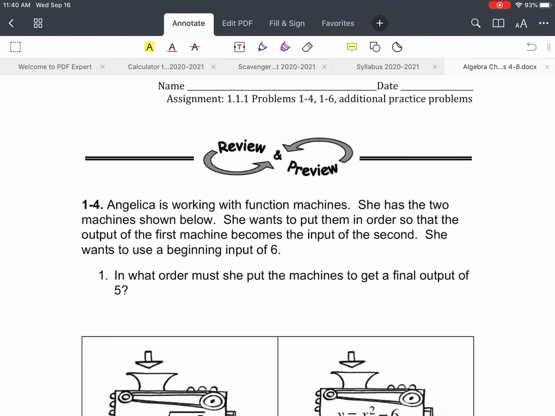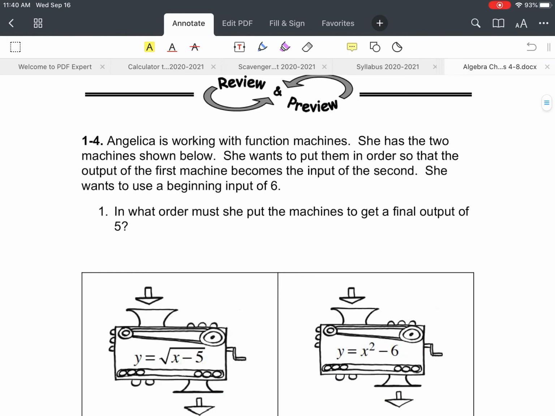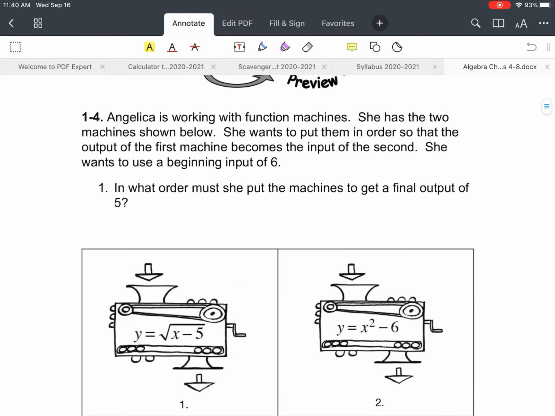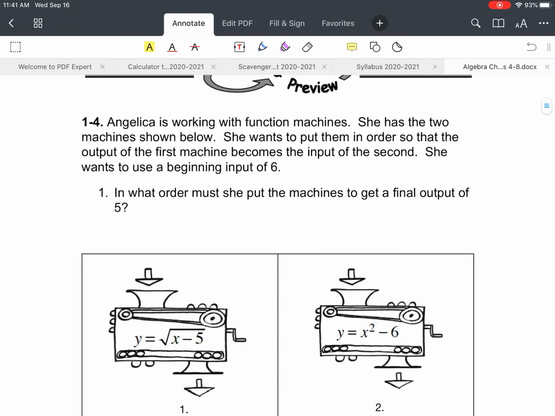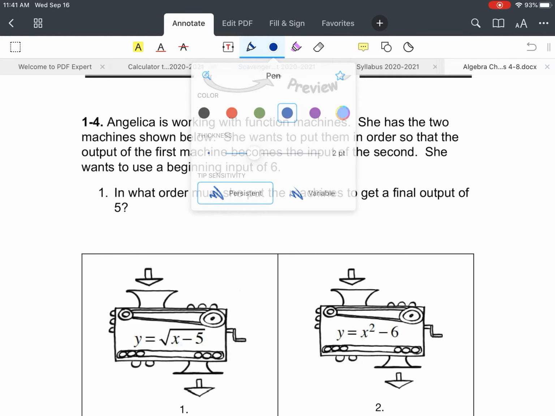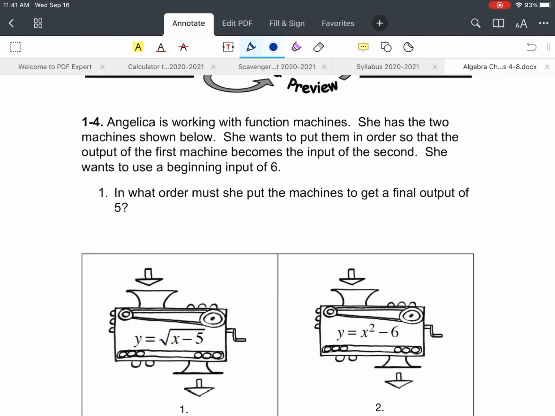So right now I haven't taught you anything yet, but you're going to see at the top, it's question 1-4, and I'm going to read this to you, and you're going to highlight a few things so that you know what to expect. So give me a few minutes while I fumble through with my pen and make sure that everything is working. Okay, so question number 1 says, Angelica is working with function machines.